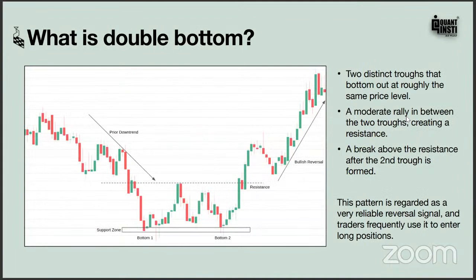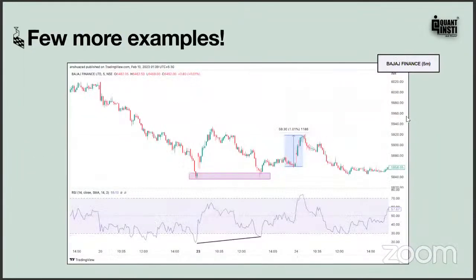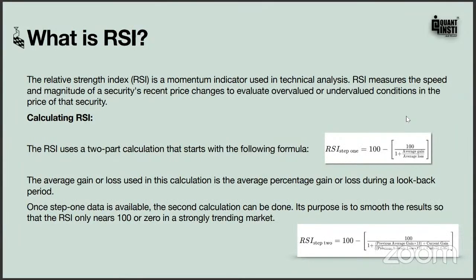So what is the W pattern or double bottom pattern? There are two troughs at the same level and a moderate rally between them, and then a breakout. Coming to RSI, it is a momentum indicator used in technical analysis. We don't want to go into the mathematical formula. We just want to understand the significance.